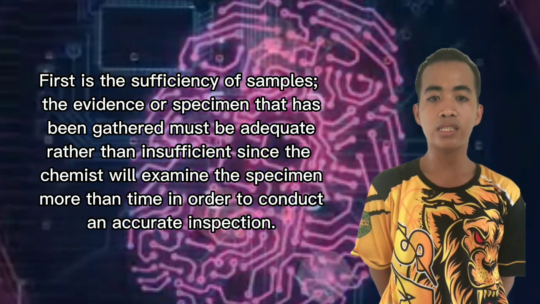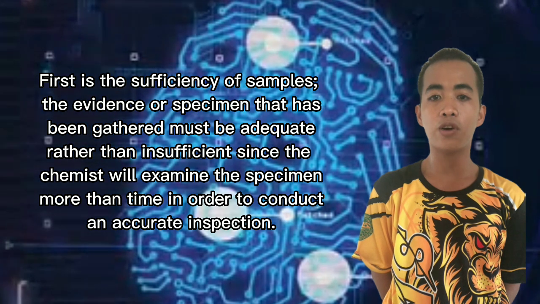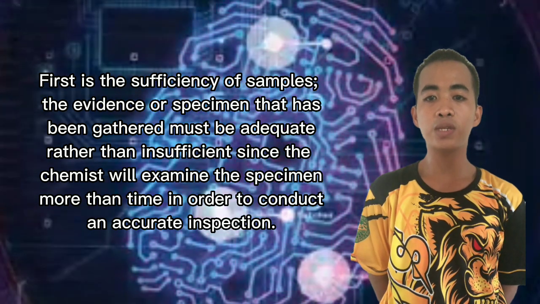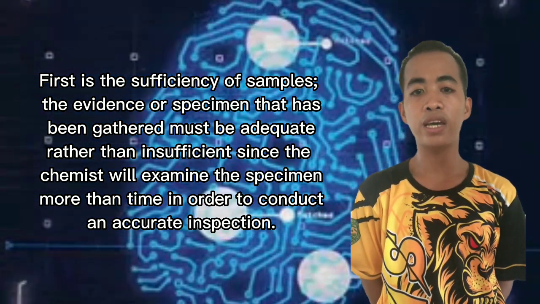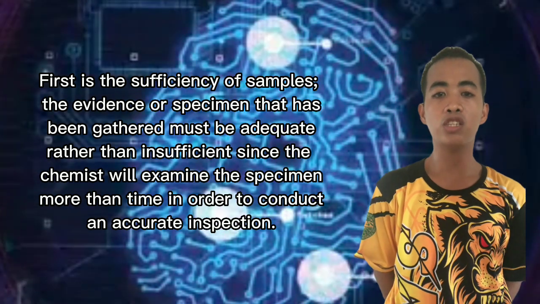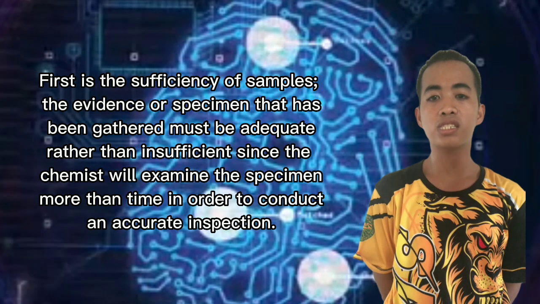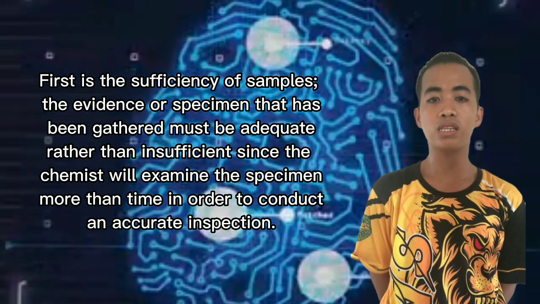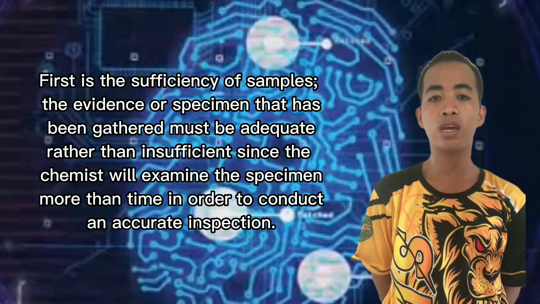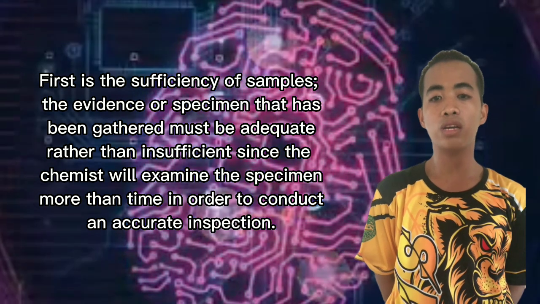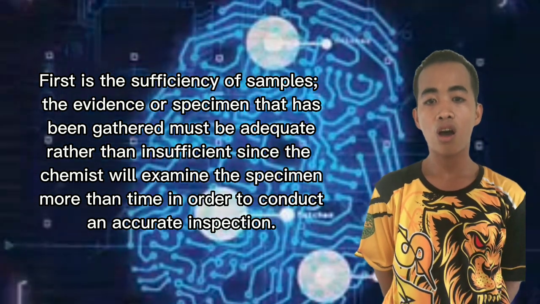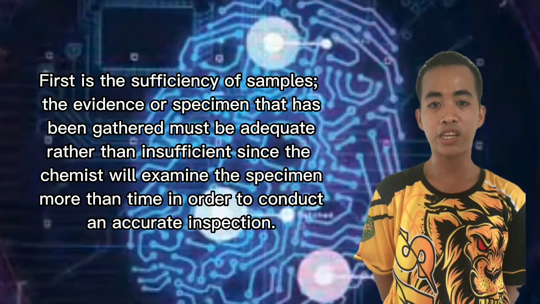The first is the sufficiency of samples. The evidence or specimen that has been gathered must be adequate rather than insufficient, since the chemist will examine the specimen more than one time in order to conduct an accurate inspection.